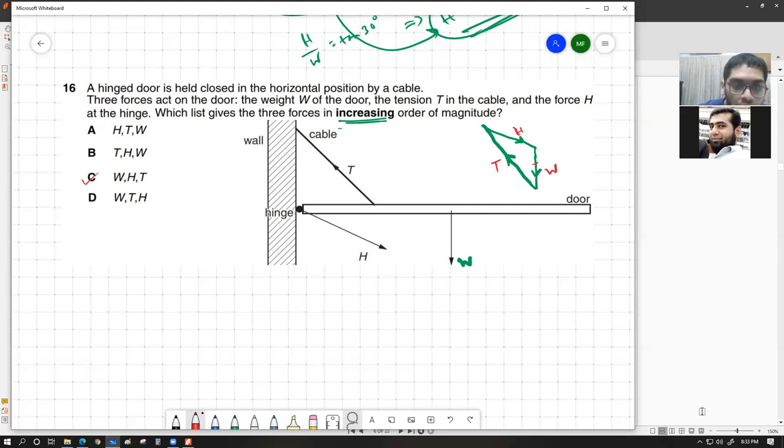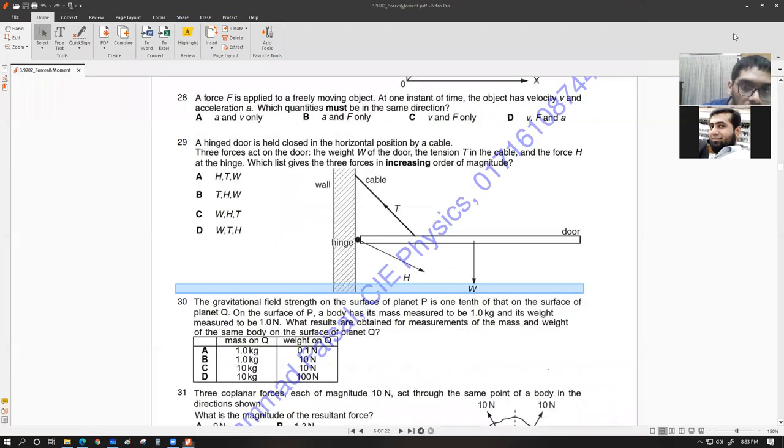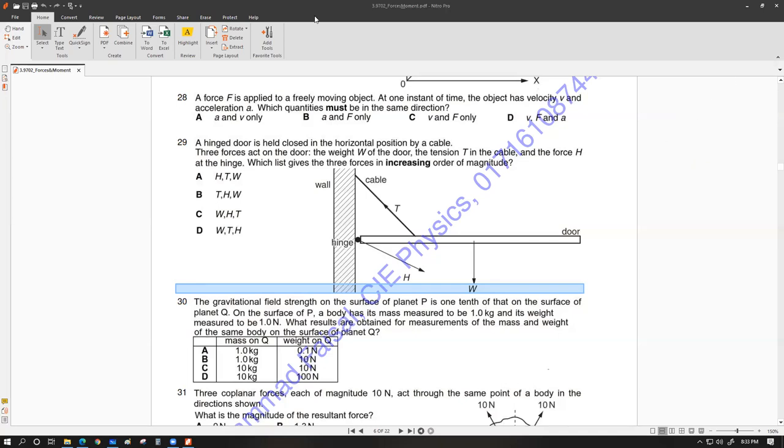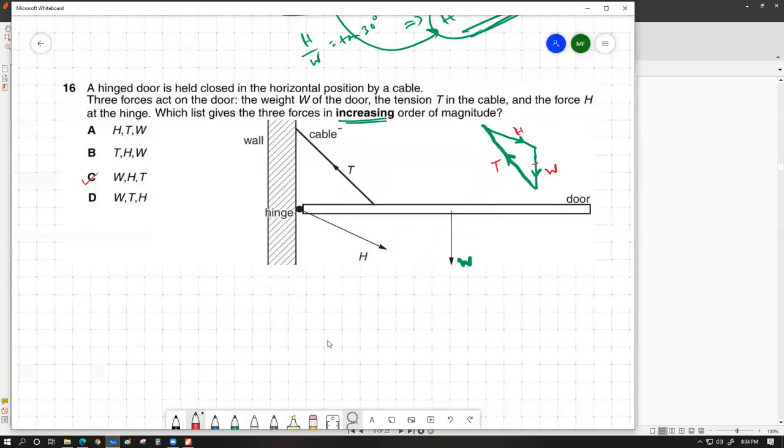Sir, is it always that the lengths of the forces will be drawn at least somewhat like their magnitude? Or can they, in the question, be of any length, so that their length has nothing to do with the magnitude?